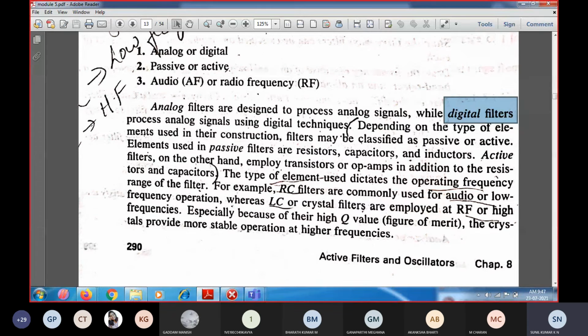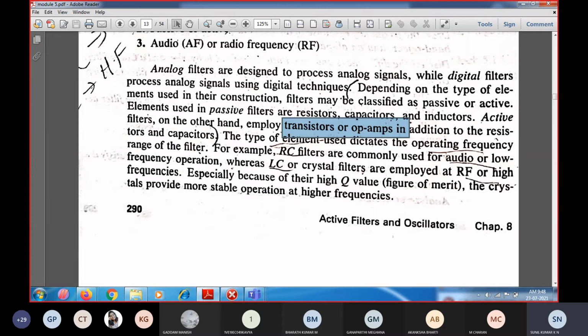Depending upon the elements, whether passive elements or active elements are used, it is considered a passive filter or an active filter. Passive filters use resistors, capacitors, and inductors in the design. That filter circuit is called a passive filter. On the other hand, if I use a transistor or an op amp in addition to the resistor and the capacitor, then that circuit is called an active filter.